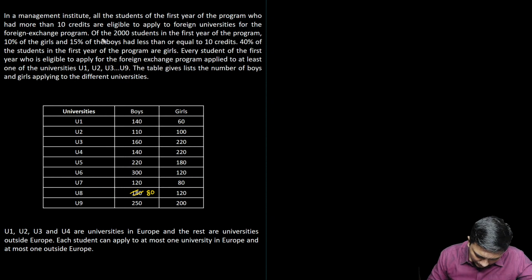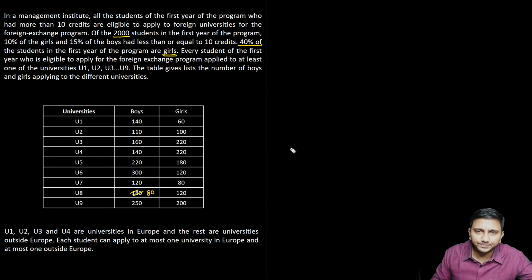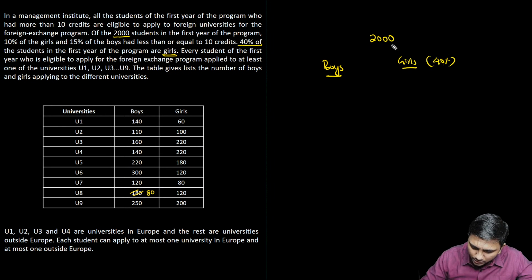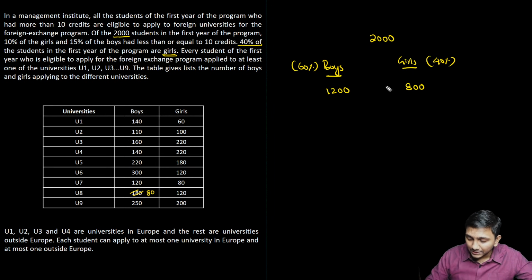If I look at the total number of students, it's 2000. It is also given that 40% of the students of the first year of the program are girls. So of this 2000, girls are 40% of 2000. So 4 into 2 is 8, so it is 800. The remaining 1200, or 60% of 2000, are boys. So that is the total number of boys and girls in the first year.